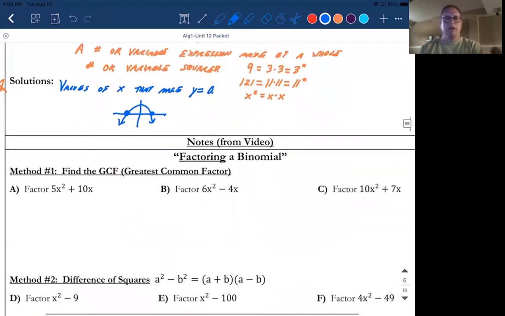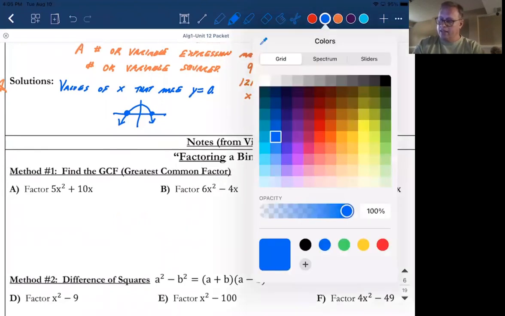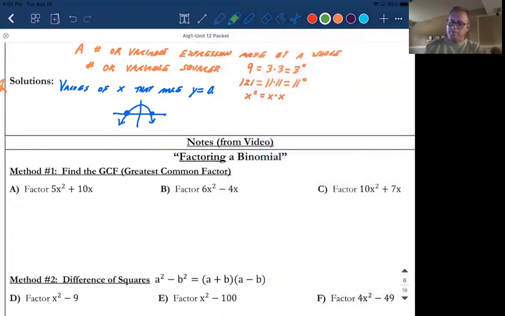All right. So let's factor a binomial. And there's two ways in which we can factor a binomial. And the first one that we're going to look at here is finding the greatest common factor. All right, so let's look down here today. So on A, I have 5x squared plus 10x. I want to factor that, okay?